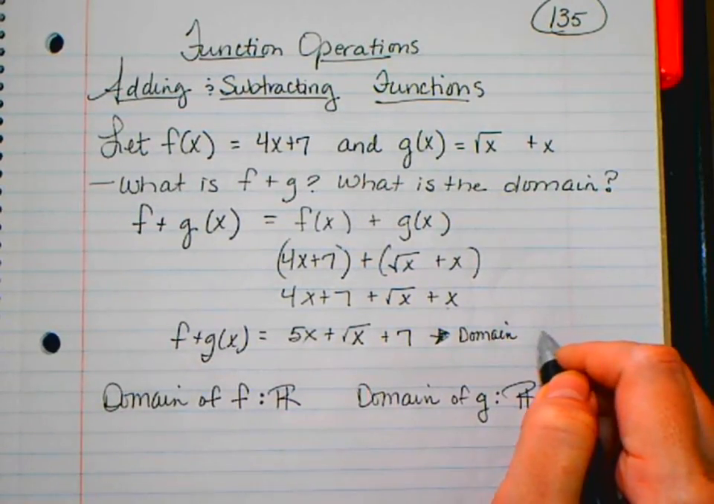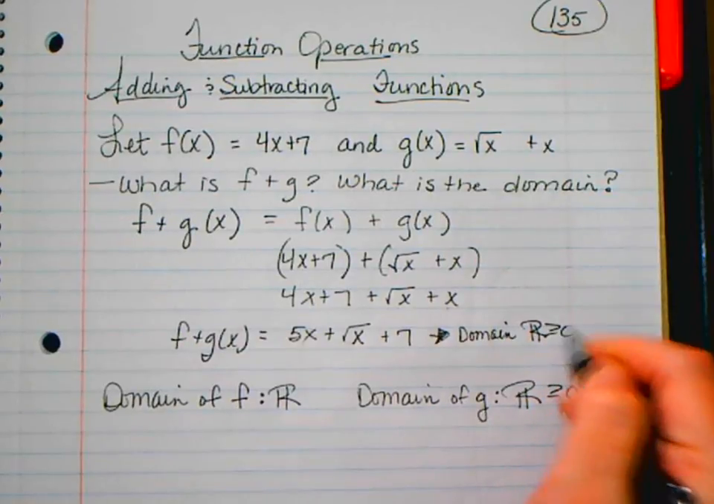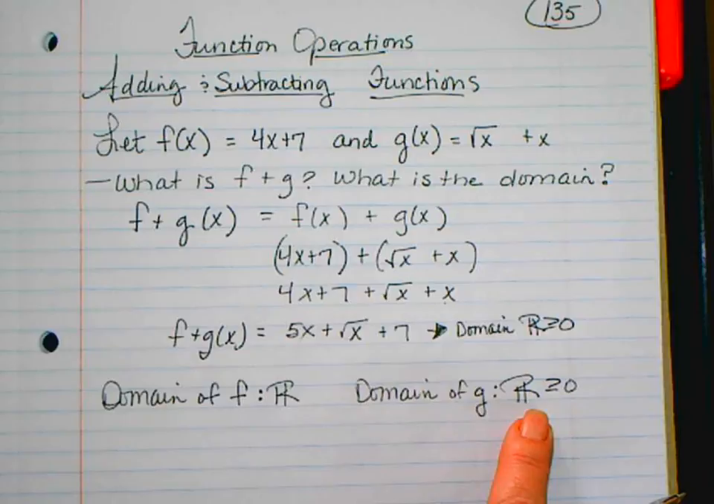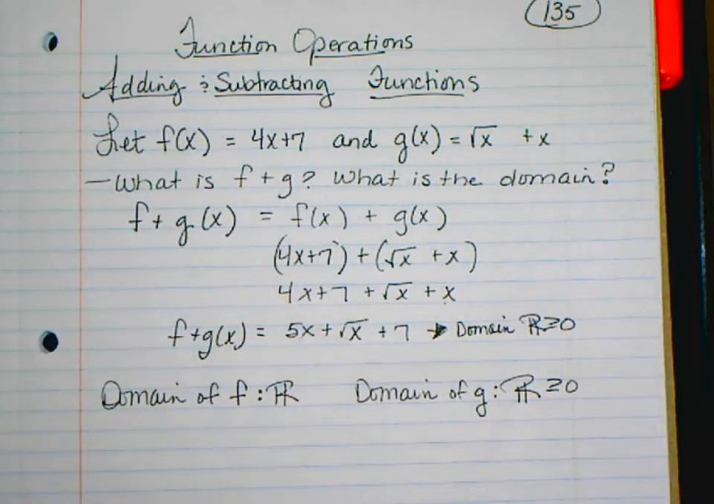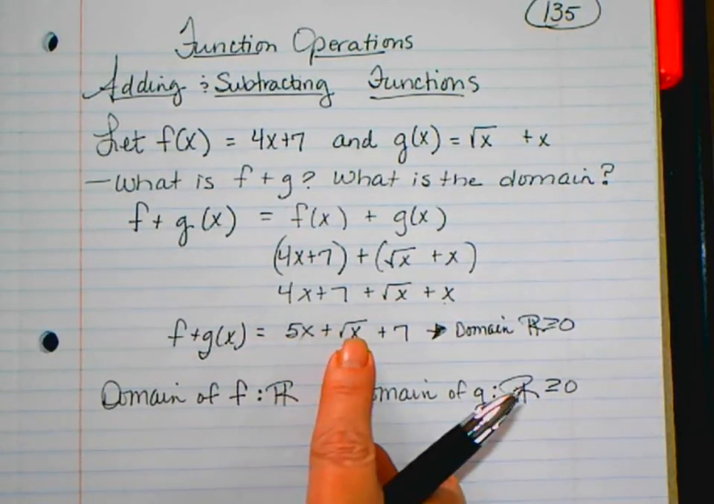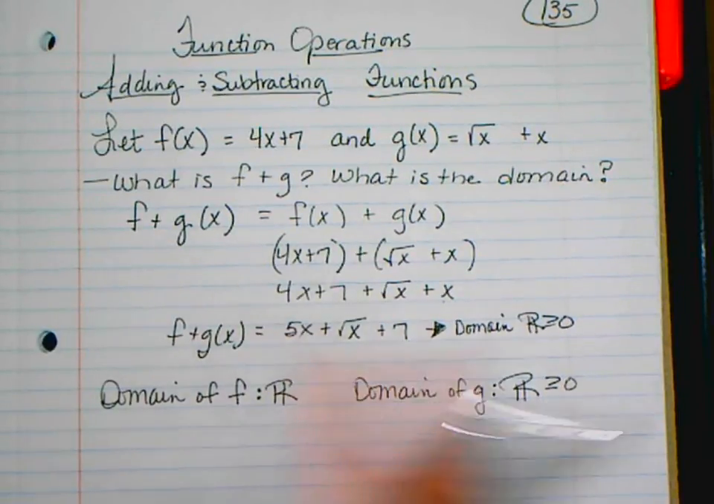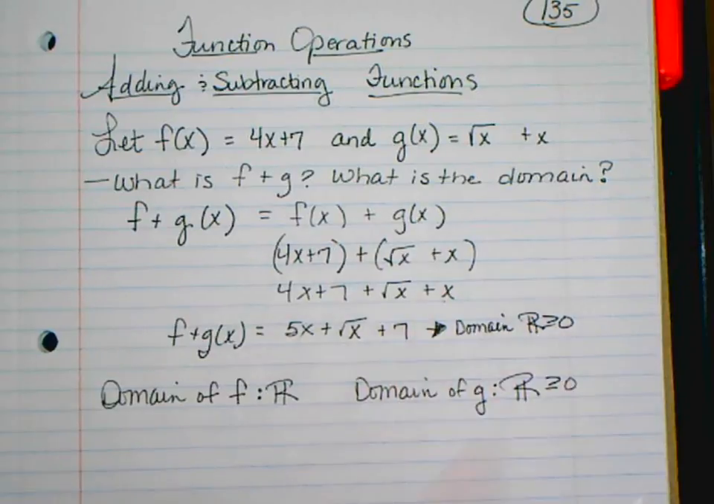Greater than or equal to 0. All real numbers greater than or equal to 0. So when you looked at them separately, f's all real numbers, g's all real numbers greater than or equal to 0. When we added the two, what did we get? We can't get any negatives because we have a variable under the radical. So when we added them together, the domain of our answer is all real numbers greater than or equal to 0.